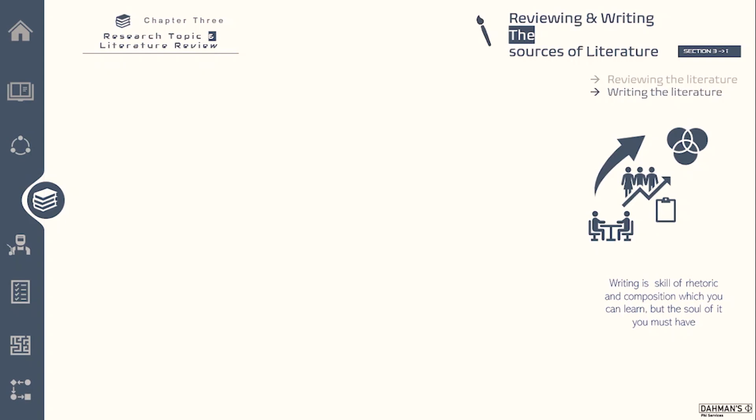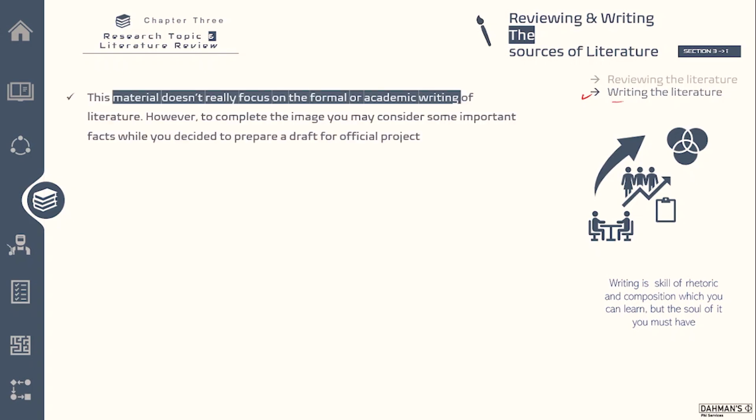Hi, welcome back. We are at the last outline of section 3, reviewing or writing the source of literature, and that's in chapter 3, research topic and literature review. In this outline, we're going to have a quick discussion on the idea of writing the literature.